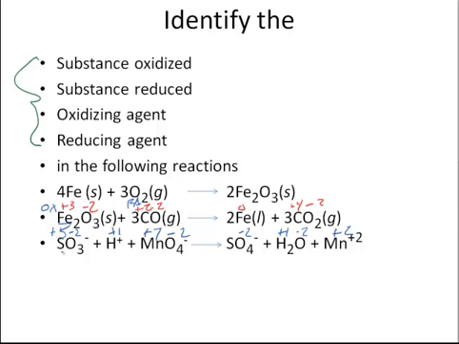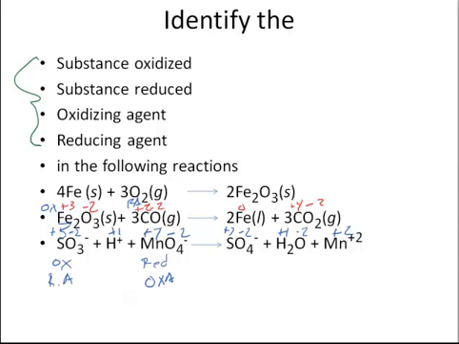So let's look at this one. Sulfur here is plus 5. Over here, oops, I didn't finish. Sulfur would be plus 7. So that's getting oxidized, right? That means it's the reducing agent. And then manganese here is plus 7 going to plus 2. So that's getting reduced. So that is the oxidizing agent. Okay, hopefully you got that.